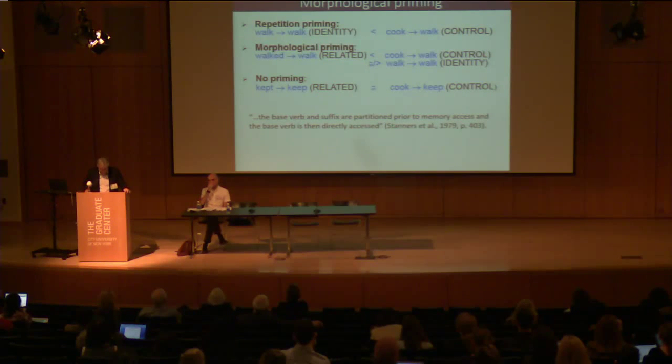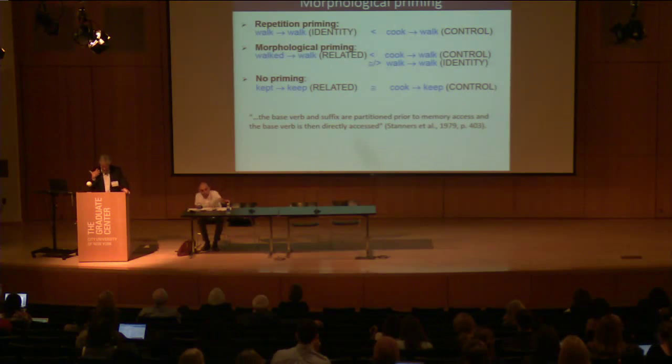Morphological priming effects were first reported by Stanners and collaborators in 1979 and have since been replicated in many studies. Stanners explained morphological priming effects as follows. He said, or they said, the base verb and suffix are partitioned prior to memory access, and the base verb is then directly accessed. In other words, a word form such as walked, presented as a prime, is decomposed during recognition according to its morphological structure, walk plus ed, thereby isolating the base stem, which then directly facilitates recognition of the target word.